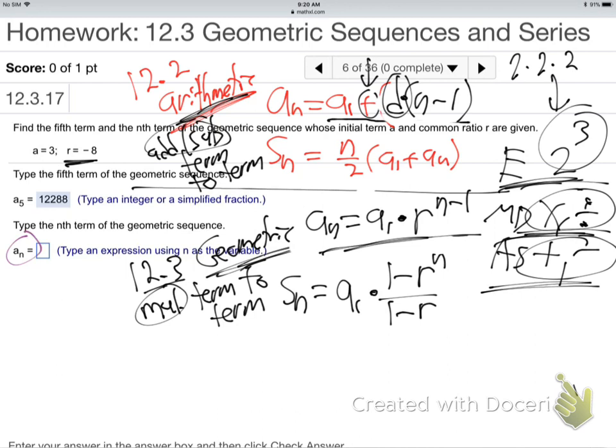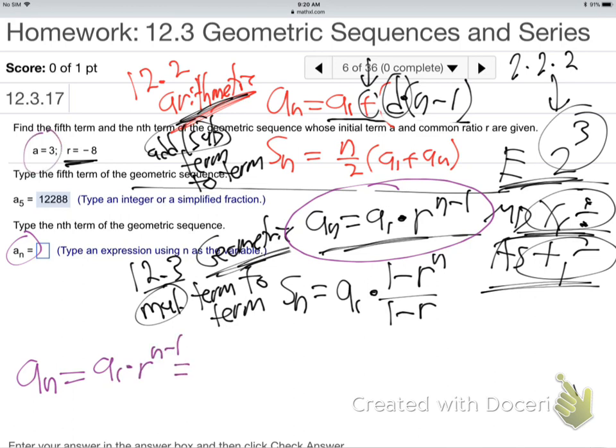And this is geometric. So I'm going to grab this formula right here, the A sub n geometric, and say, okay, it's A1 times R to the n minus 1. So it's A1, which is 3. That's the first term. Times R, what's R? Well, that's the negative 8 to the n minus 1. Done. That's all they want from you. Is that okay? Questions on that one?